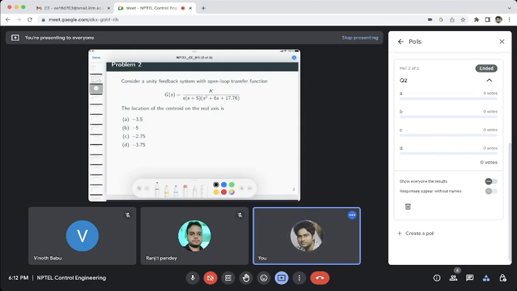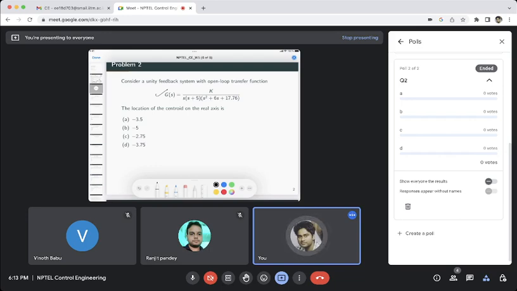So first you have to find the open loop poles. You are given a unity feedback system with this open loop gain. From these open loop poles and zeros you can also find the centroid, that is where these asymptotes will meet.